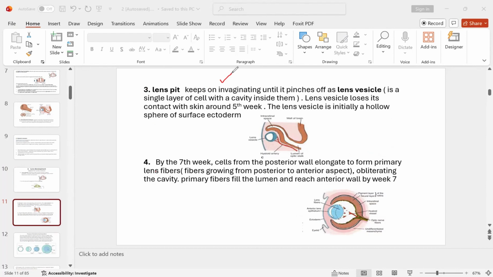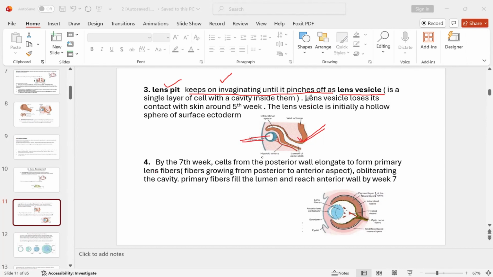The third step in the formation of the lens is the formation of the lens vesicle. The lens vesicle is formed when the lens pit keeps on invaginating until it pinches off as the lens vesicle. You can see in this diagram that the lens placode is pinched off as the lens vesicle because of the continuous invagination of the lens placode.